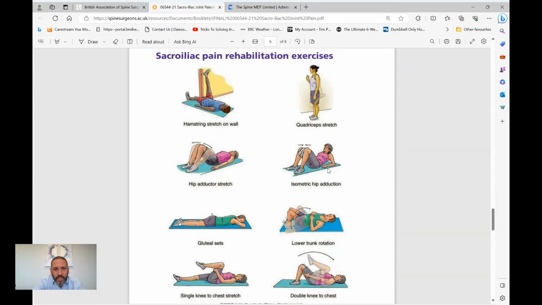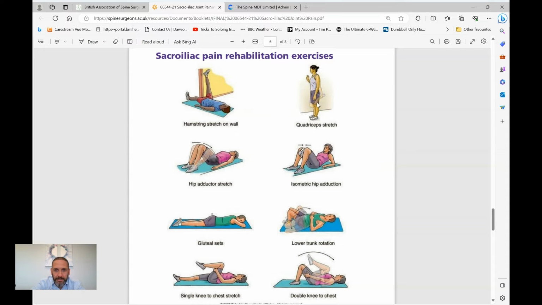The good news about treatment, it mostly responds to fairly conservative measures such as physiotherapy. Here's the booklet from the British Association of Spine Surgeons. There's a link below. That gives you a bit more detail, but these are some of the exercises recommended that can help with the joint. So hamstring stretch, where you lie flat on your back in a doorway. You put one leg through the doorway and the other leg resting against the wall here, and you try and hold that for about 30 seconds or so, and then repeat that with each leg about 3 times.